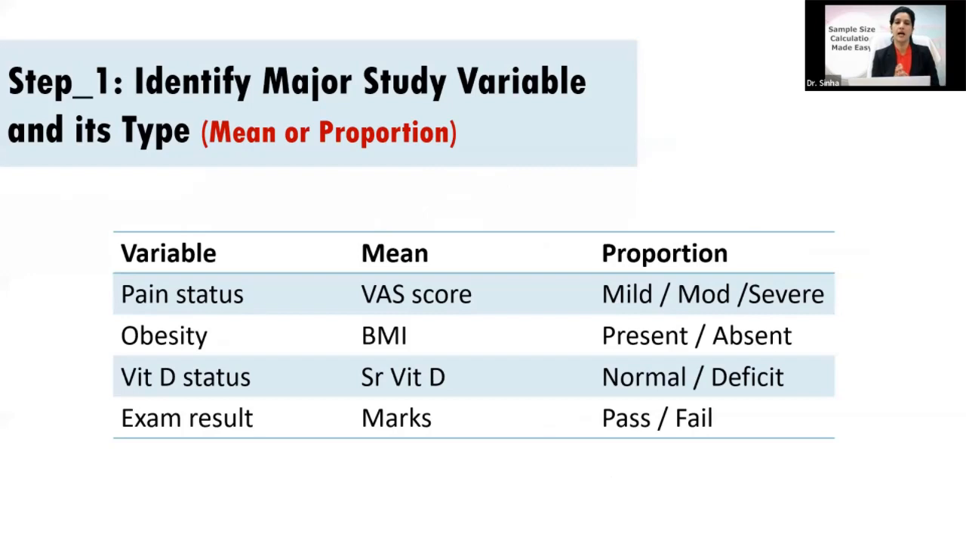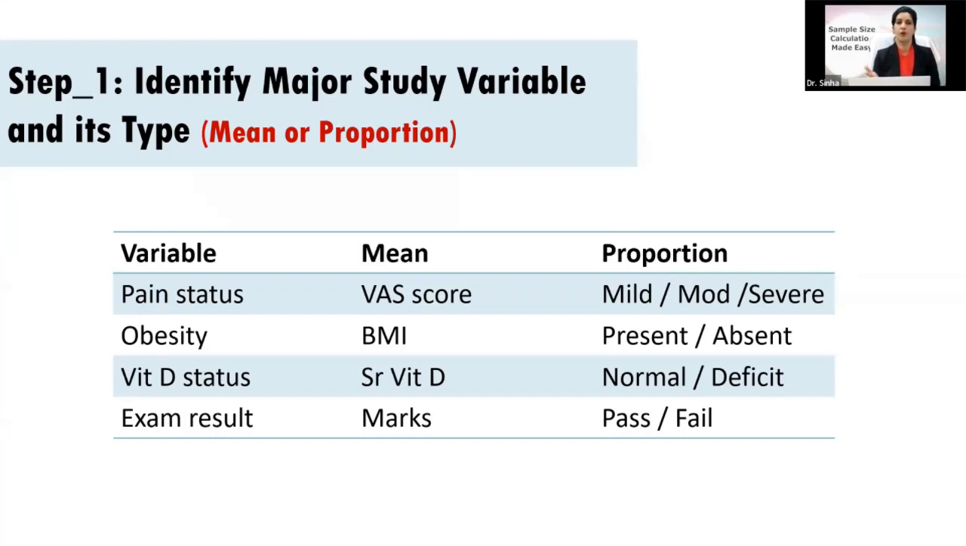So the first step is to identify the major variable in your study or research question. In this case, you can see there are many variables on the screen: the pain status, obesity, vitamin D status, exam result. If you want your outcome to be in the form of a mean, like mean VAS score, where VAS is the visual analog scale score, or if you want to show mean BMI, or vitamin D level, or mean marks.